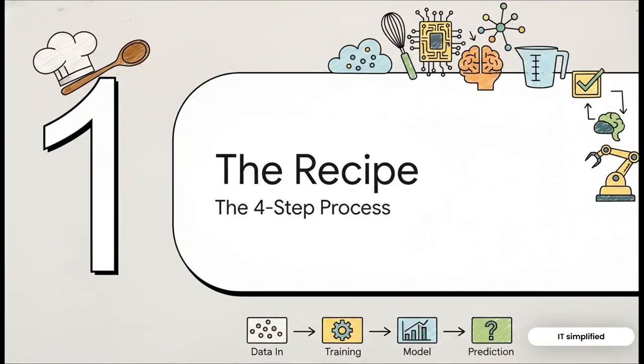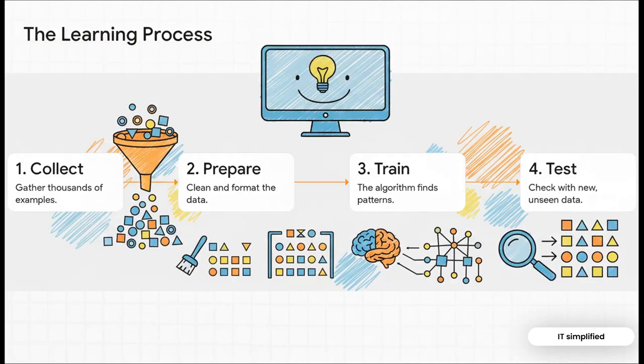So, how do we actually build one of these pattern brains? Well, it turns out there's a pretty standard recipe for it, a simple 4-step process that's used almost every single time. And here are the steps on our roadmap. It's really straightforward. You collect data, you prepare it, you train the model, and then you test it. Collect, prepare, train, test. Let's dig into what each one of those actually means.